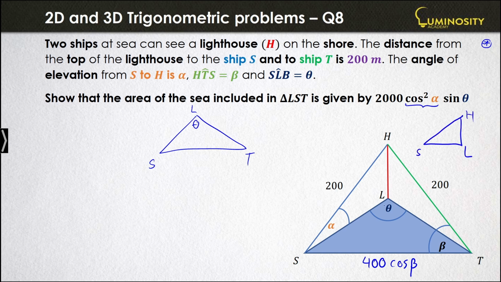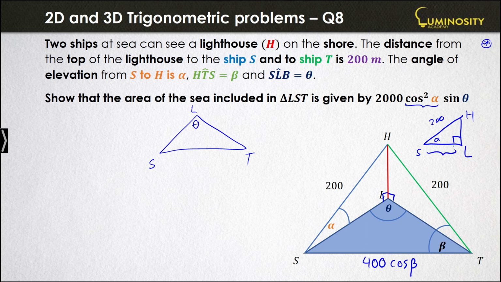HLS. And we can assume that from the bottom of the lighthouse towards the ocean, it's going to be on some sort of bedrock, so that the lighthouse and the ocean meet at a perpendicular angle. Okay, so that is a 90-degree triangle. There's an alpha and a 200. So we can actually work out the length of SL.